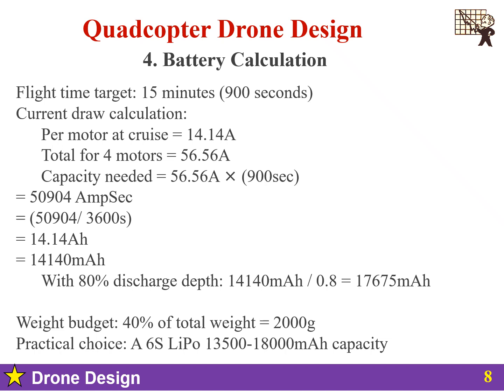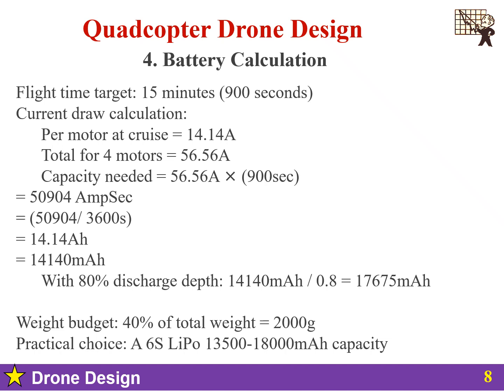that is 14,140 mAh. With 80% discharge depth, required capacity is equal to 14,140 mAh divided by 0.8, that is equal to 17,675 mAh. Weight budget, 14% of total weight, that is equal to 2000 grams maximum. This is where engineering becomes challenging. A 6S 18,000 mAh LiPo battery typically weighs 1800 to 2200 grams. We are at the absolute limit of our weight budget.